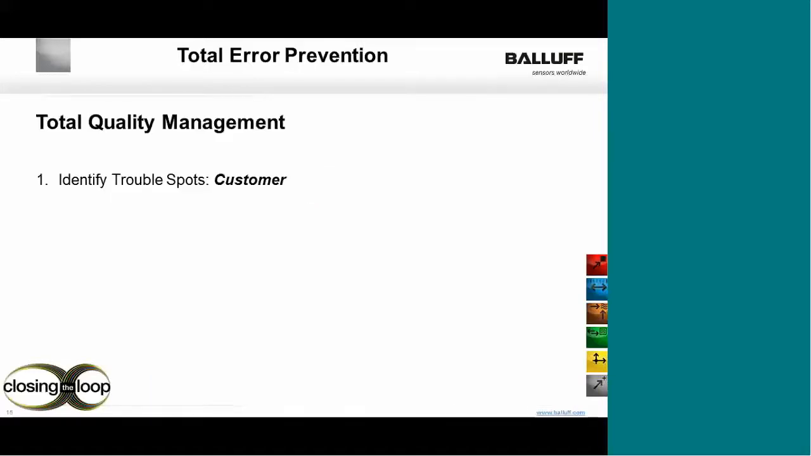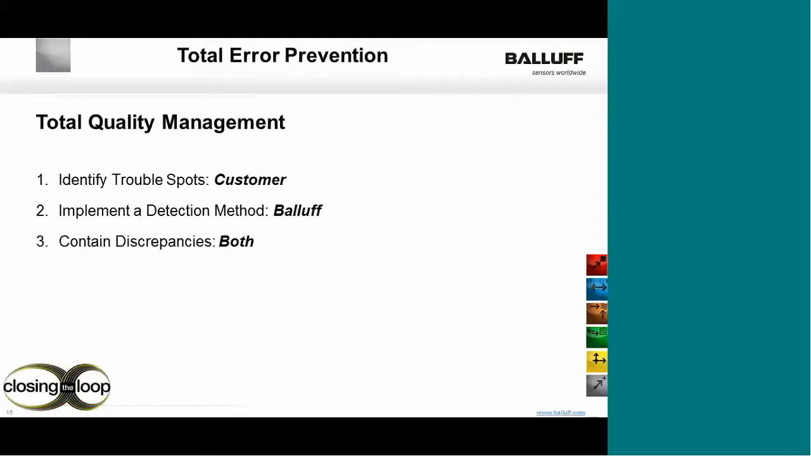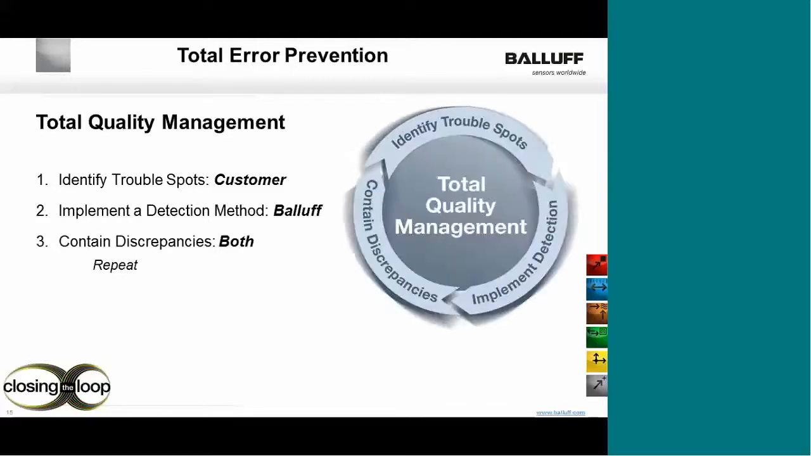Air proofing, we've coined the term as total quality management. So we want to identify the trouble spots. That would be our customer's responsibility. We want to identify the correct detection method, and that's where we can provide value to our customer. Then we want to come up with strategies to contain the problems or discrepancies, and that's something that both our customers and Balluff do, and repeat that process. So here's our total quality management strategy.